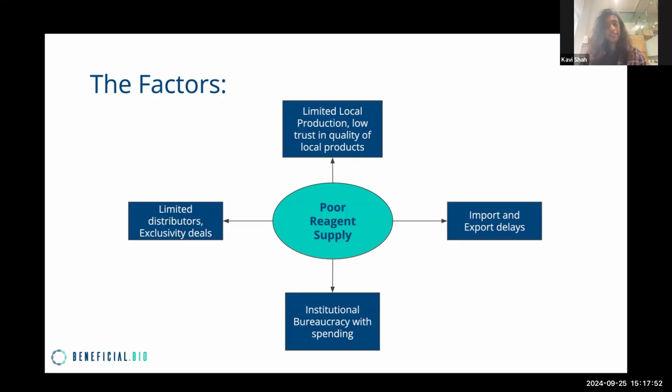The factors that I've split this into are limited local production and lower trust in the quality of local products, import and export delays, institutional bureaucracy with spending, and limited distributors and exclusivity deals. I'll expand on each of those in a little more detail in order to tease out the factors that were presented in the white paper.